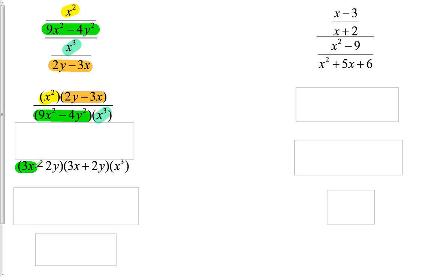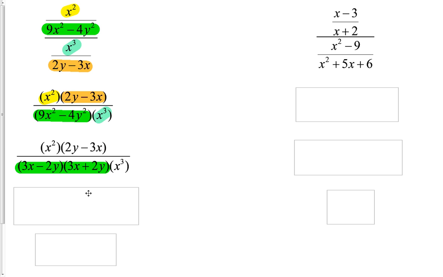I'll highlight that to make sure you know where that came from. That came from this term right here. It's just a difference of squares. 3x minus 2y, 3x plus 2y. Our x cubes stay the same because nothing changed there. And in our numerator, there's nothing we could simplify, so that simply stayed exactly as it was also.